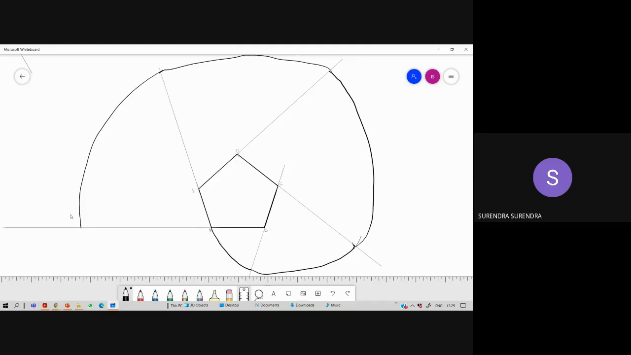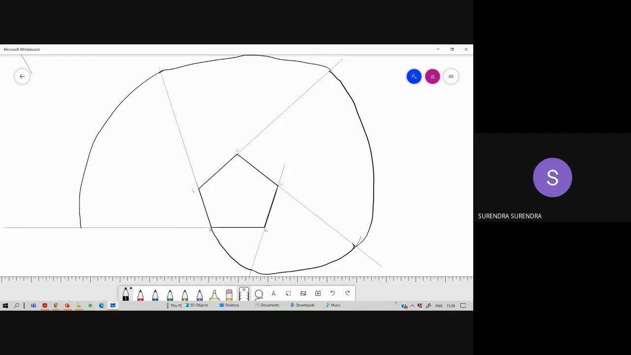Shall I move on to the next problem? Sir, the angle between E, A, D is 108. 180 minus 72, yes, 108. So this angle is 108 degrees and this angle is 108 degrees. These two are 108.